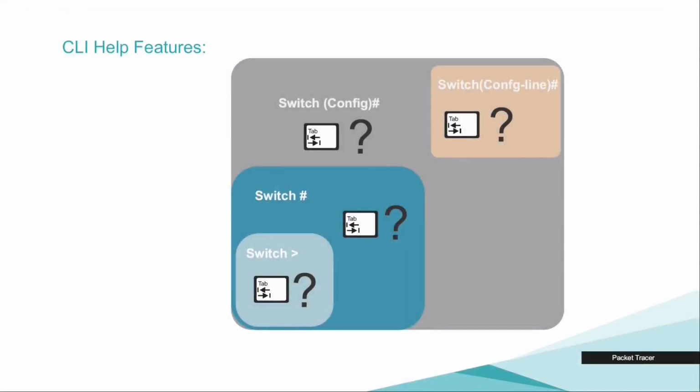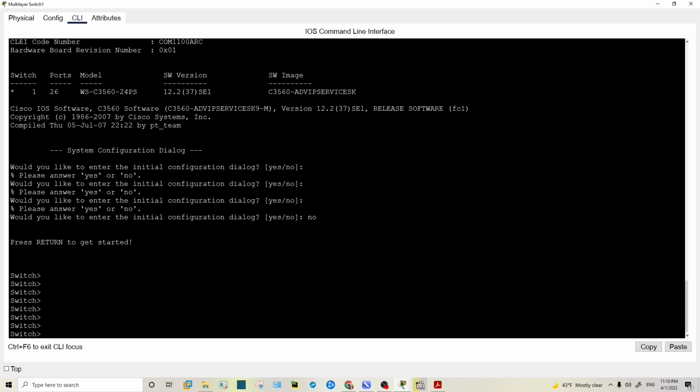There are some features that we can use with Cisco CLI. Those features can help us to complete our command and to find the commands that we need to do in our switch. So we can use the question mark or we can use the tab key. Let's get back to our switch and see how those features can help us. The question mark and the tab key can be used in any of the CLI modes. Let's do a question mark in the user exec mode.